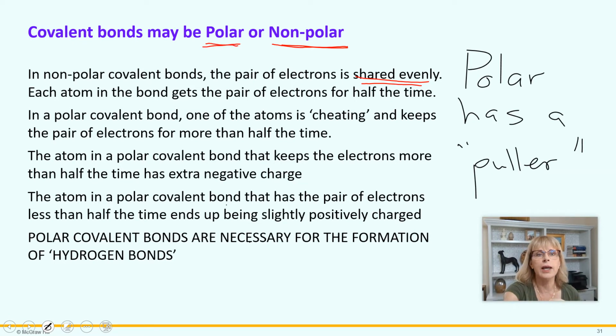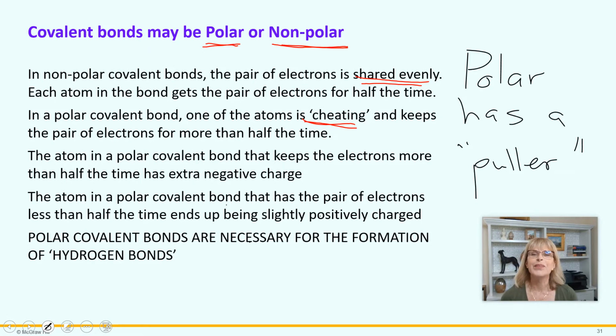The polar type is when one of those atoms is cheating and it's keeping that pair of electrons for more than half the time. So I think I use the analogy that covalent bonds are sort of like if you can't afford a BMW and your friend can't afford a BMW, so you go together and you buy a BMW. Is it as good as having your own BMW? No, but it's better than not having a car, right?